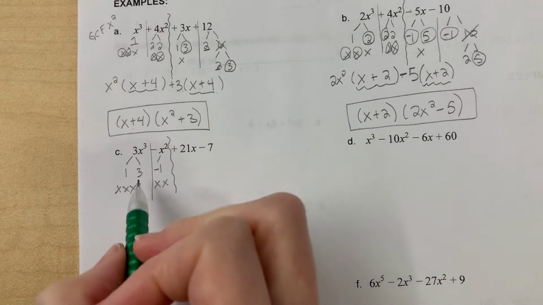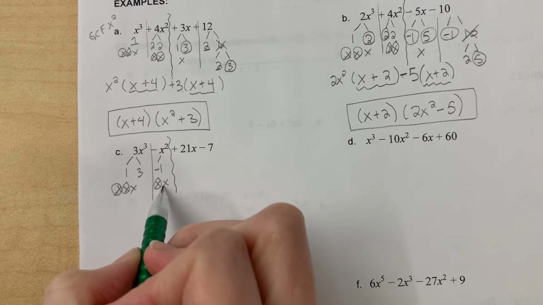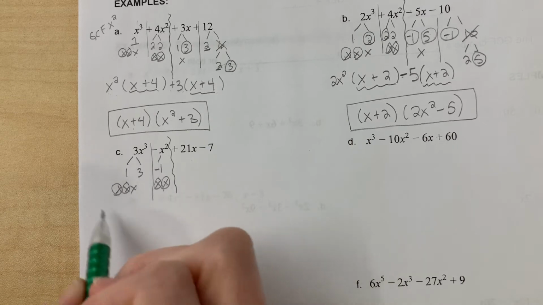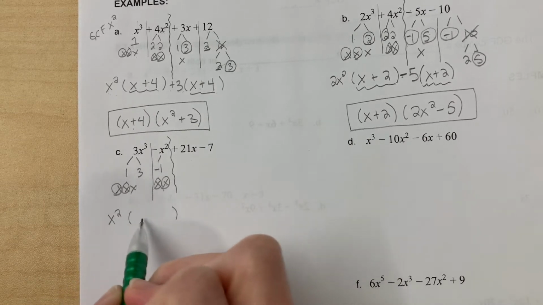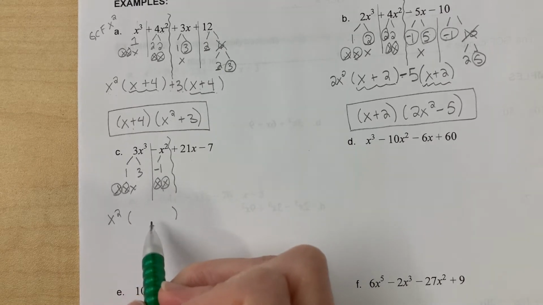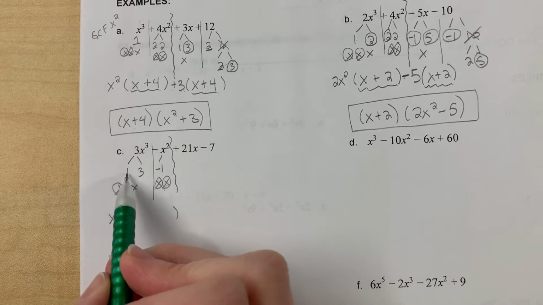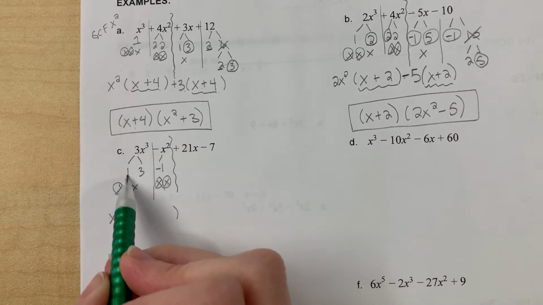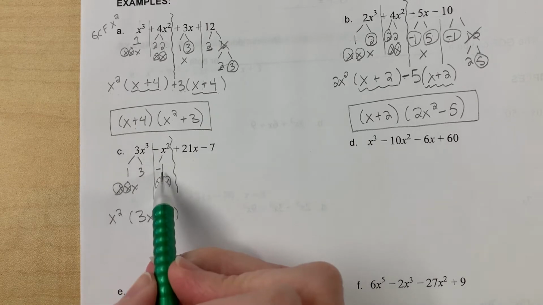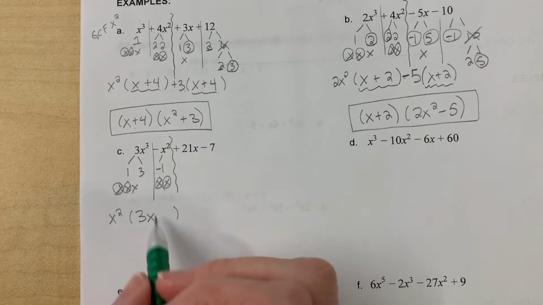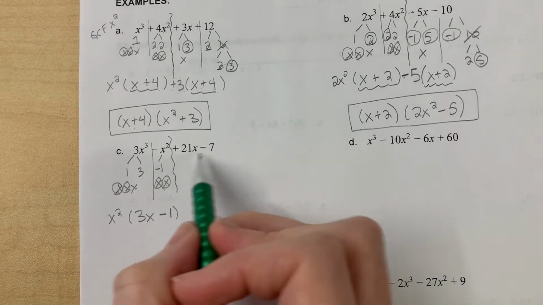Okay, so what is common? Just x's, and 2 of them. So common factor, which is x times x, goes out front. Leftovers, or what we didn't circle, goes inside. So up here, what we didn't circle is a 1 and a 3 and an x. 1 times 3 times x is 3x. Over here, what we didn't circle is a -1. So -1.